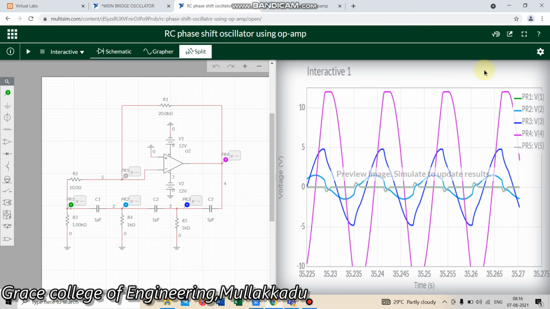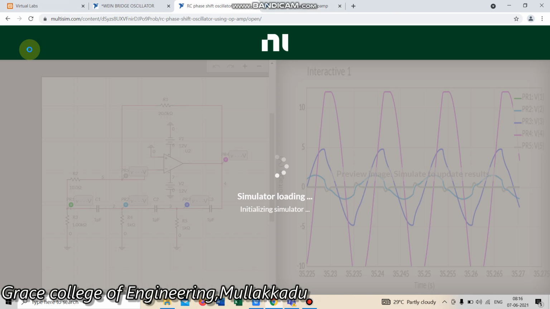This is the oscillation which we obtained at the RC phase shift oscillator. This is the output of the RC phase shift oscillator. Now I am going to simulate and you can clearly see the simulation output.